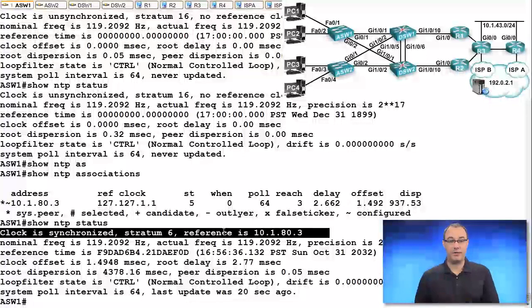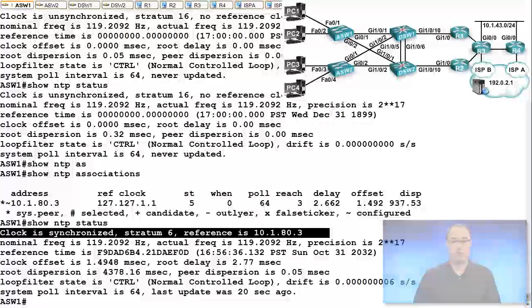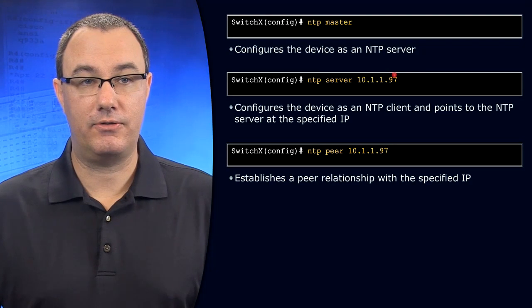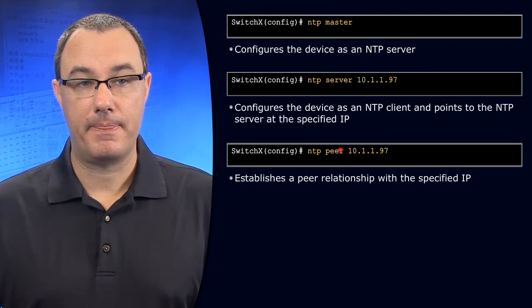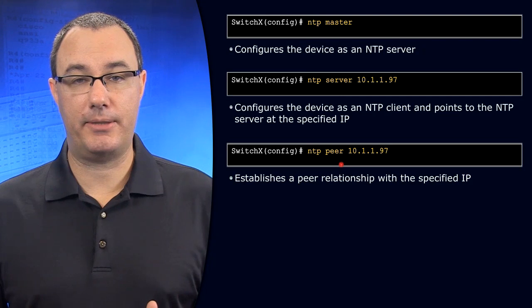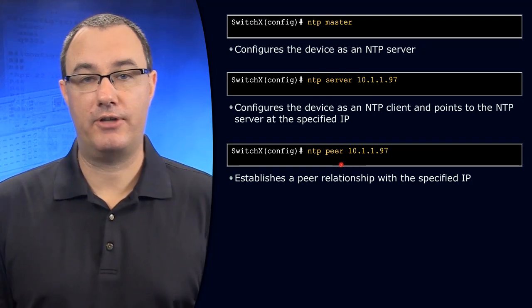So very straightforward protocol. Make sure that you have connectivity over UDP port 123 and you understand the master command is what sets your server and the client command is configured with NTP server. And then peers work pretty much the same way, but you point two devices at each other.